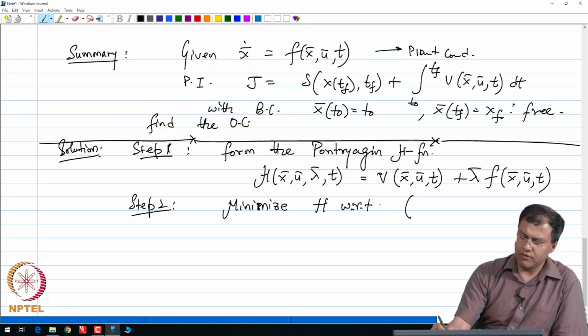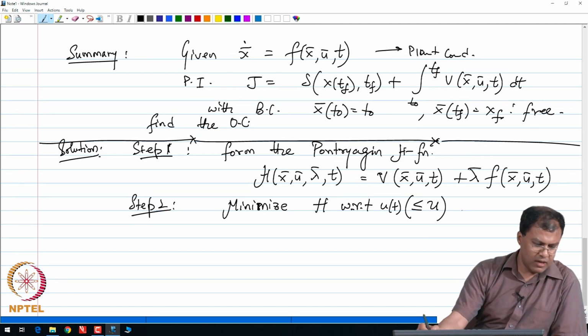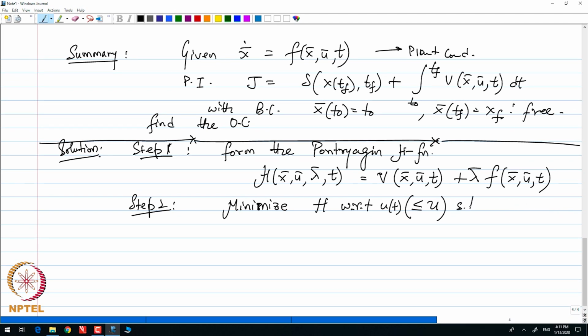H with respect to u, right, and we do that with u now being u of t. So, H with respect to the function u of t, which is bounded above by U, such that it satisfies the inequality H of x star, u star, lambda star, t is less than or equal to H of x star, u, lambda star, t, for any other control function, right. So, we have to minimize by mainly looking at the boundary values. The interior values are found as we have done for the unconstrained case.